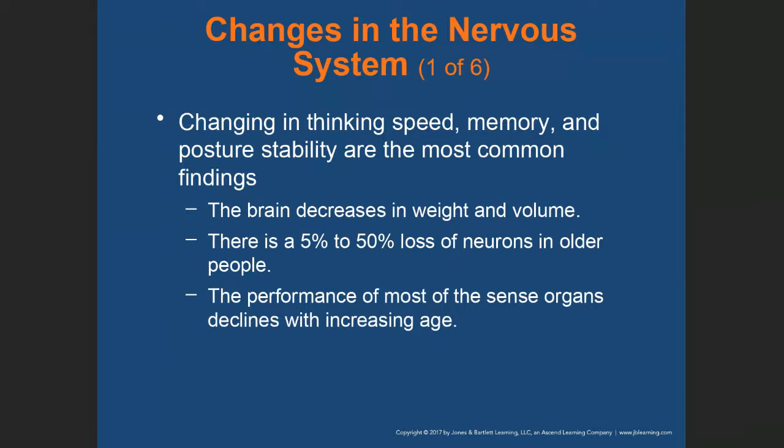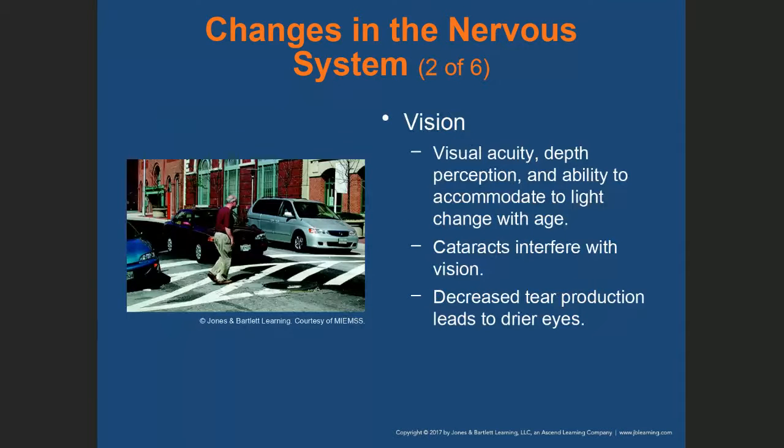Changes in the nervous system. Changes in thinking speed, memory, and postural stability are the most common findings. The brain decreases in weight and volume, so there is more space inside the skull for the brain to shift around. There is a 5 to 50% loss of neurons in older people. The performance of most of the sense organs declines with increasing age. Vision: visual acuity, depth perception, and ability to accommodate to light change with age.